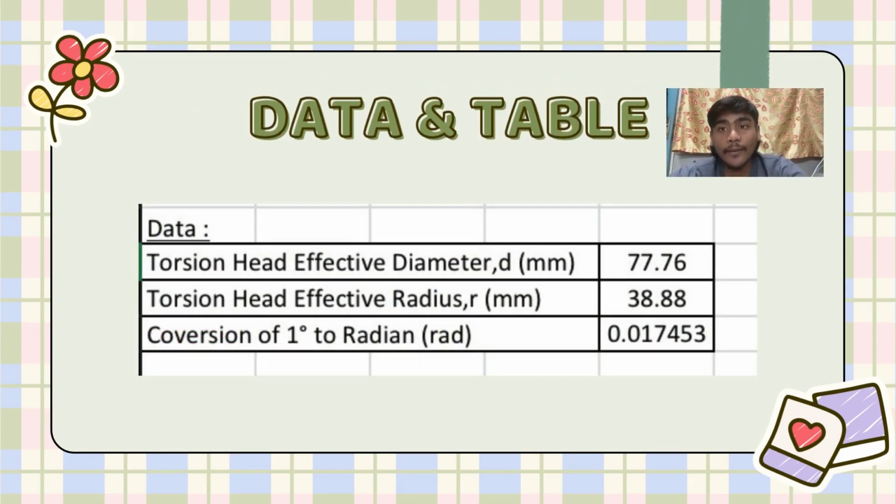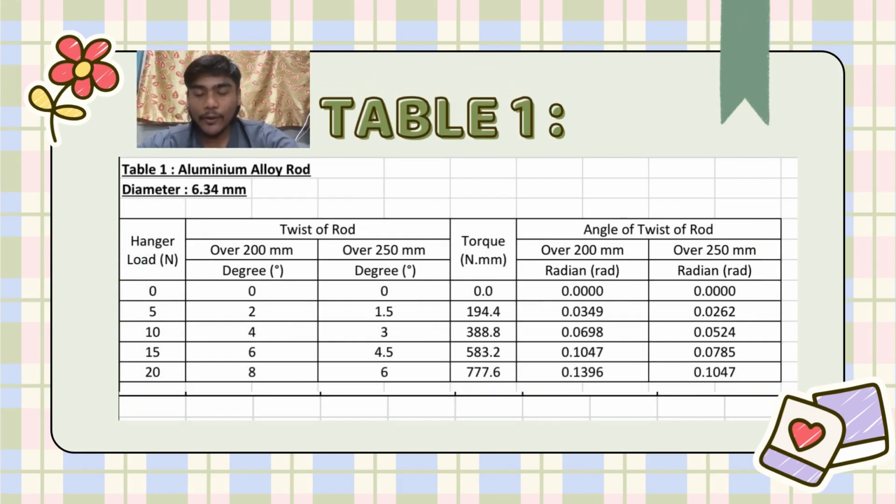Next, we move on into the documentation, data and calculation. For the data and table, we have the data table. The data table consists of torsion head effective diameter, torsion head effective radius, and conversion of 1 degree to radian. This is Table 1. Table 1 is a table for the aluminium alloy rod with a diameter of 9.34 mm.